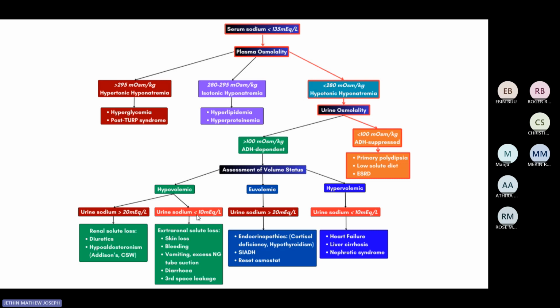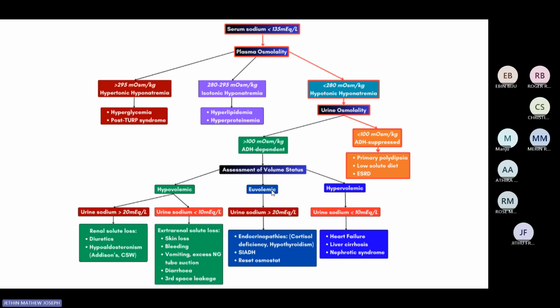And if your urine sodium is low in a hypovolemic state, that means your kidney is functioning normally. So the hypovolemia and low sodium is not because of the kidney, it's an extrarenal solute loss. Causes are skin loss, bleeding, vomiting, diarrhea, third space leakage such as pancreatitis.